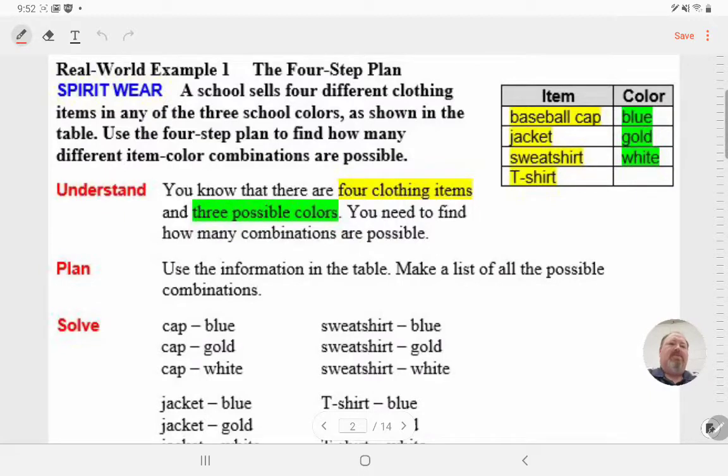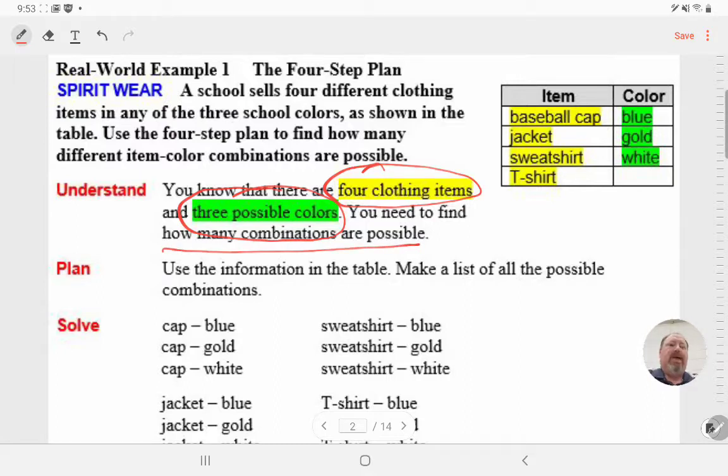So this problem says use a 4-step plan. A school sells 4 different clothing items in any of the 3 school colors, as shown in the table. Use the 4-step plan to find how many different item color combinations are possible. So the understand piece, we know there are 4 clothing items, and we know there are 3 possible colors. And we need to know how many combinations are possible.